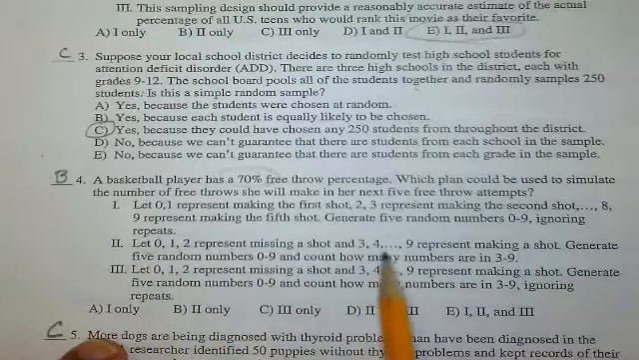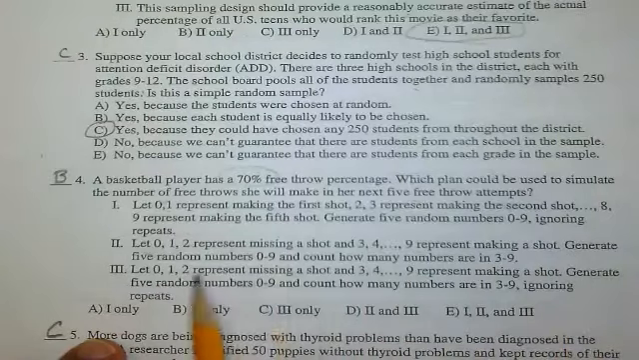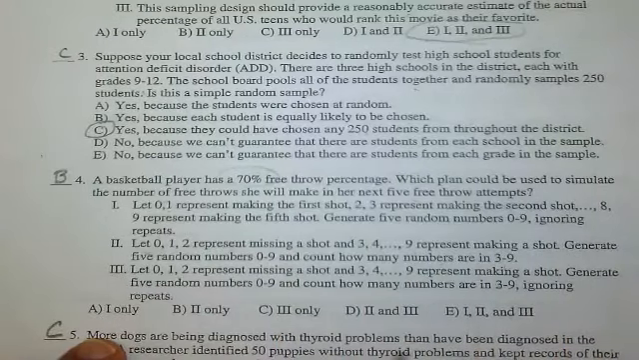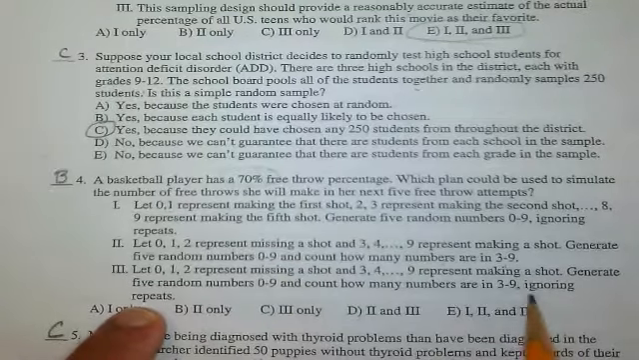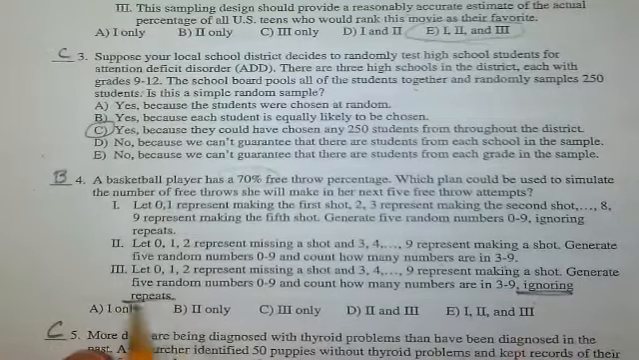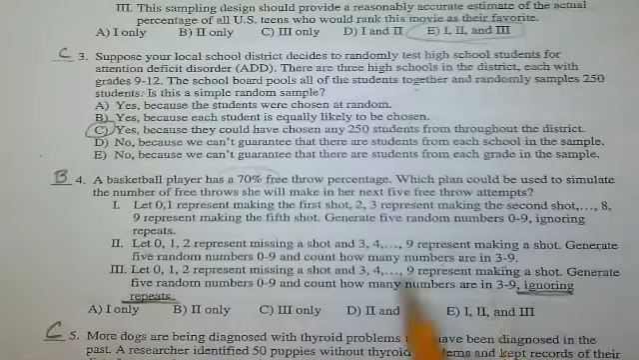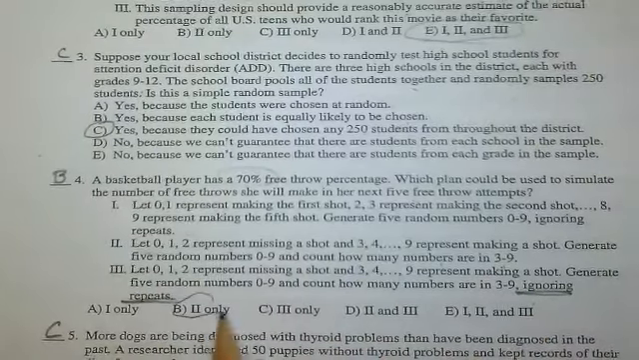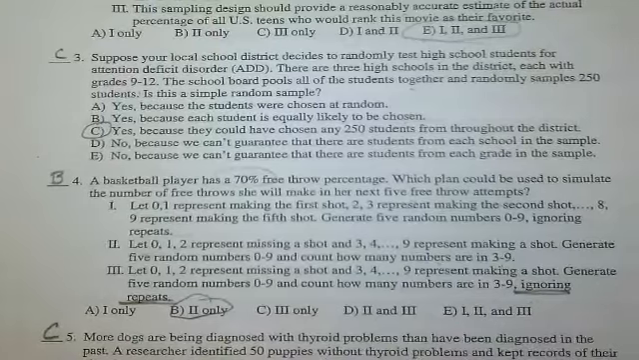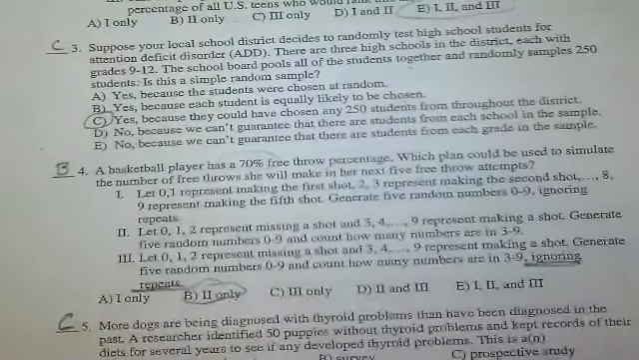Let 0, 1, 2 represent missing a shot, and 3, 4 through 9 represent making a shot. Generate the 5. How many numbers are in the 3 to 9? Okay, this is not a good answer because it ignored repeats. Any number 3 to 9 is making, any number 0, 1, 2 is missing, so we don't want to ignore repeats. So the answer on this one is B, 2 only. In this situation, we would not ignore repeats.